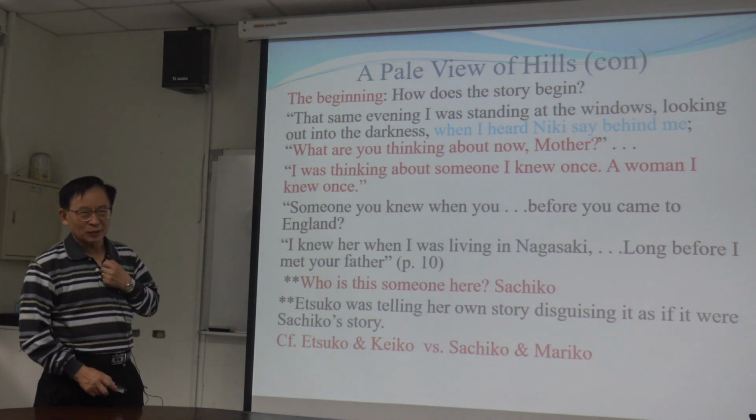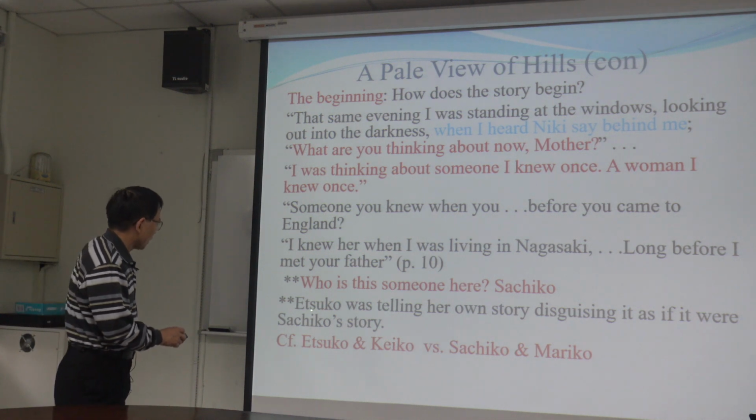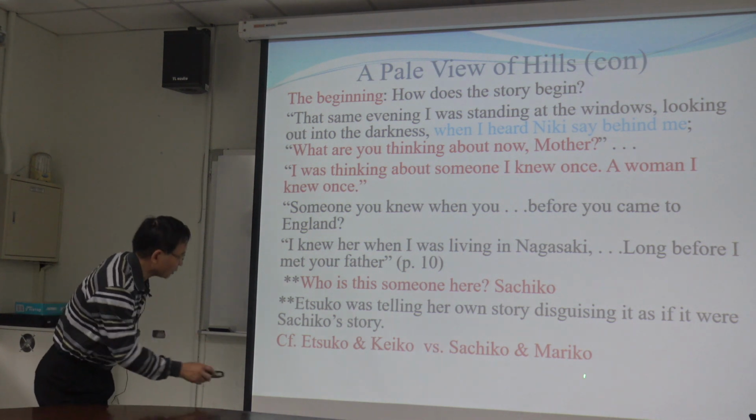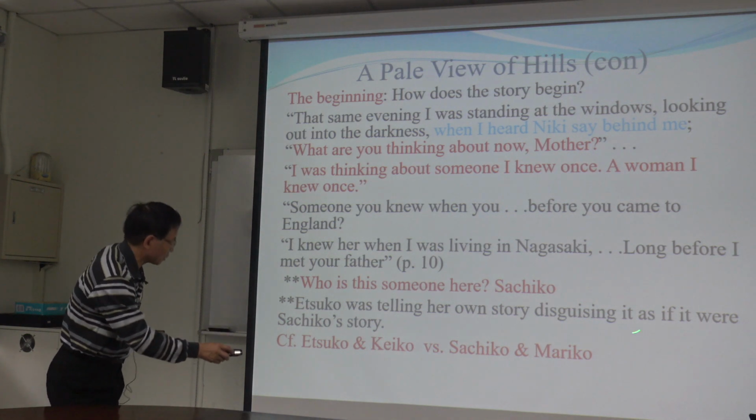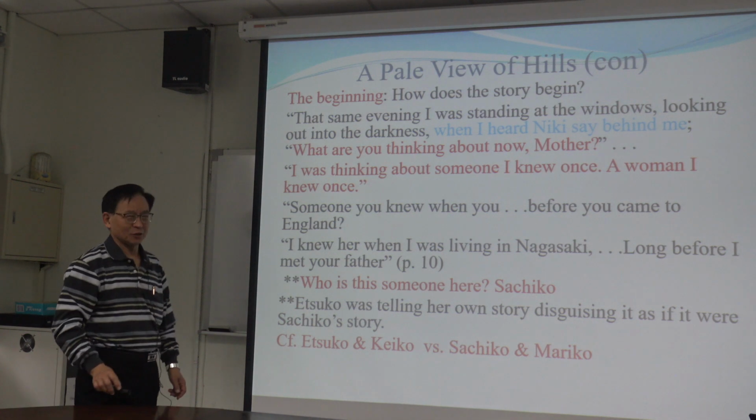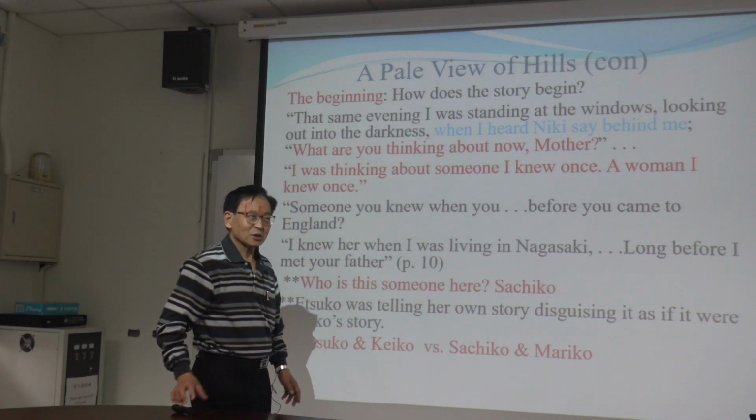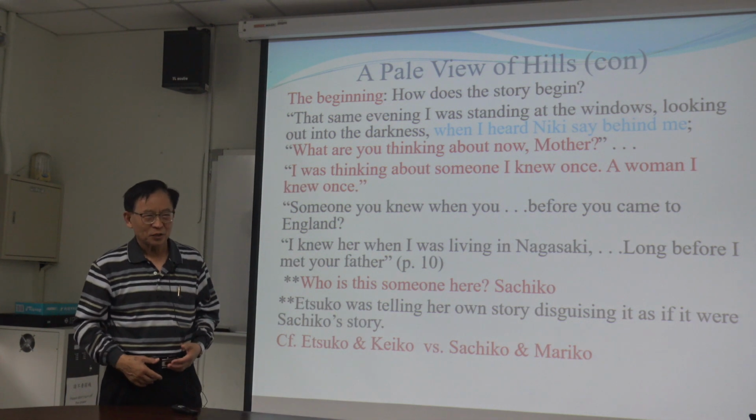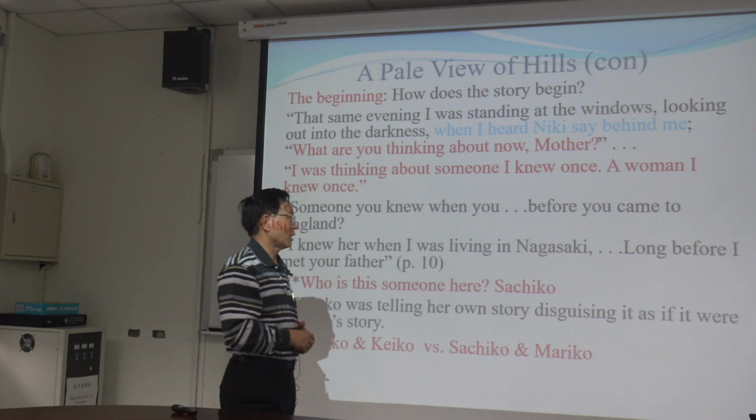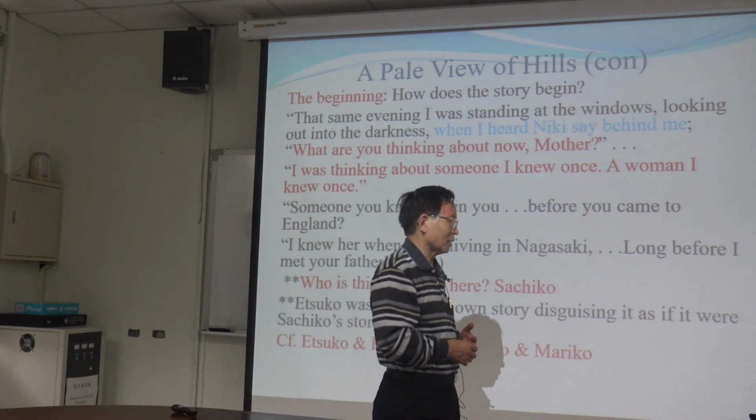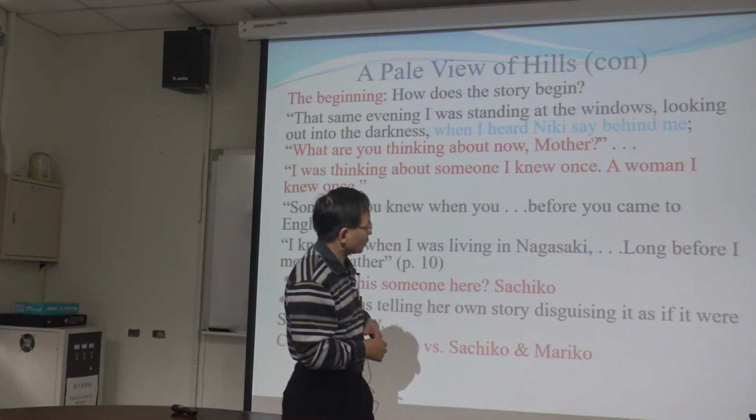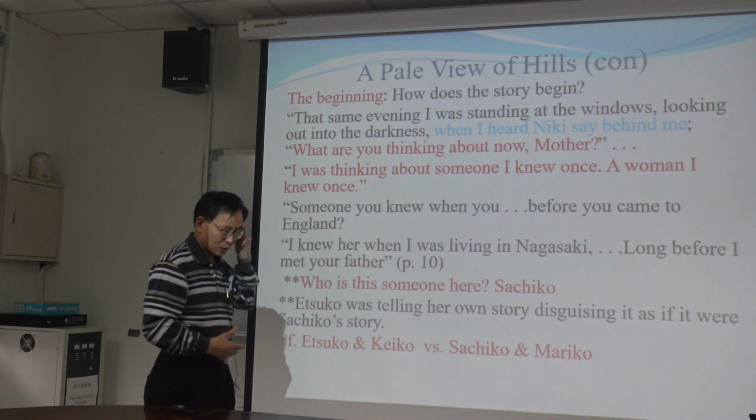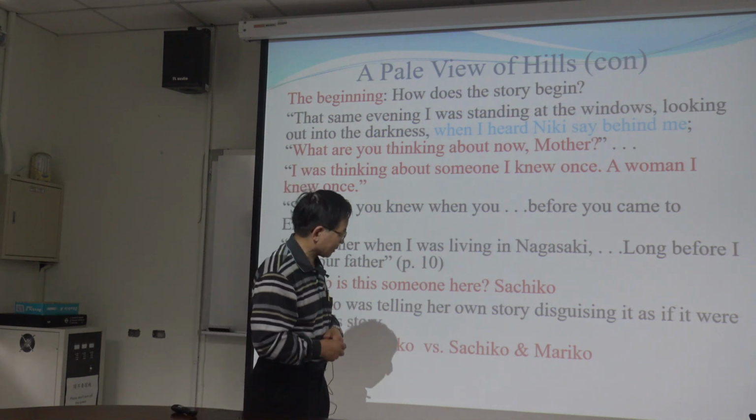So our argument is, Ezuko was telling her own story, but pretending, disguising the story as if it was Sachiko's story. So this is her strategy of storytelling. In other words, she was telling the younger daughter, "Now, Nikki, let me tell you the story of a woman I happened to know when I was living in Nagasaki."